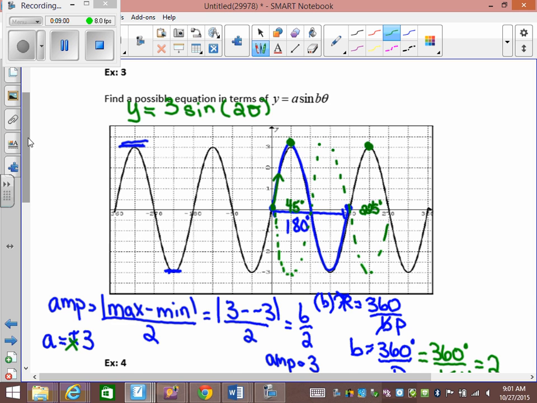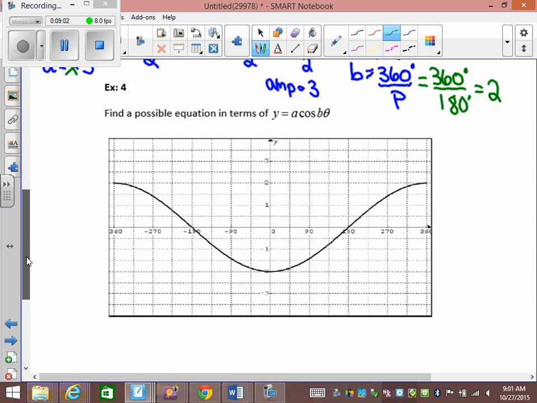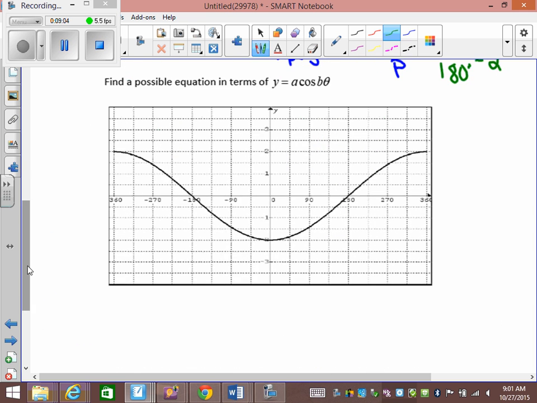Example 4. This is like what I was saying. I was giving you a really small portion of the graph, and this looks like it's going to have quite a large period, right? Because it's stretched over quite a large amount of the graph.